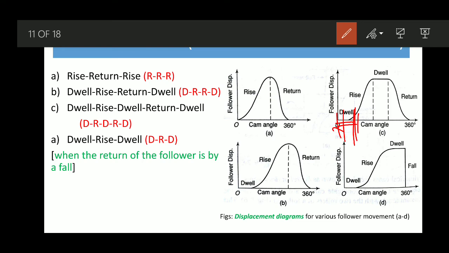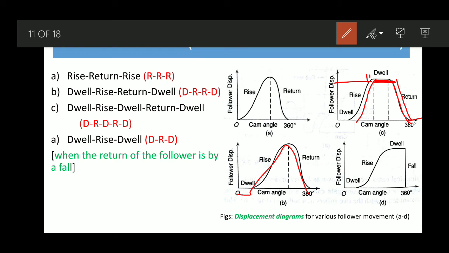After that it is rise, it is going up, and then once again it is dwell. So now the position of the follower is here. During this dwell it will remain here, there will not be any other displacement, it is neither going up nor down. After that once again it will fall, it is return stroke, and like that. Similarly we may start from dwell, then rise, then directly we can have return, and so on.